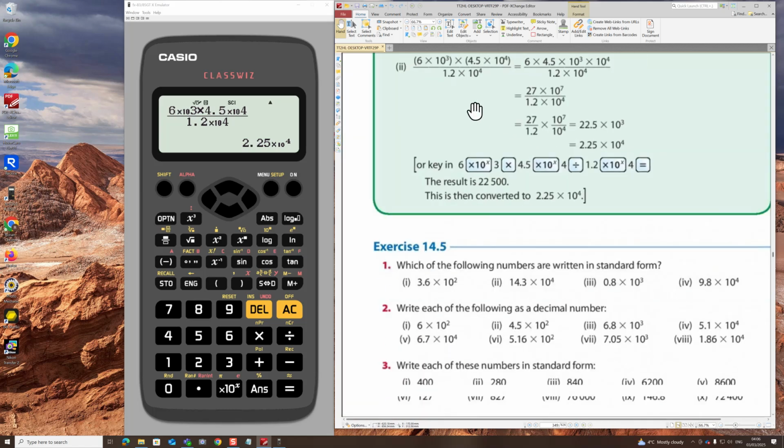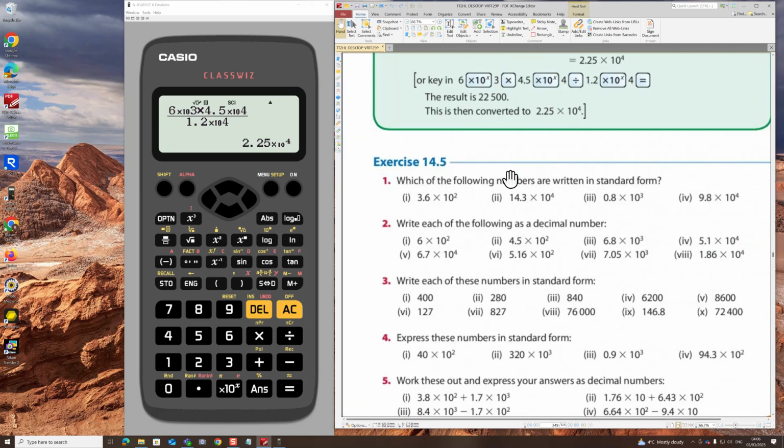Okay, let's bring this back to normal size. So which of these is in standard notation? The first, because the coefficient is between 1 and 10. No, because the coefficient is not between 1 and 10. No and yes. Write out each of the following in decimal form as a decimal number.